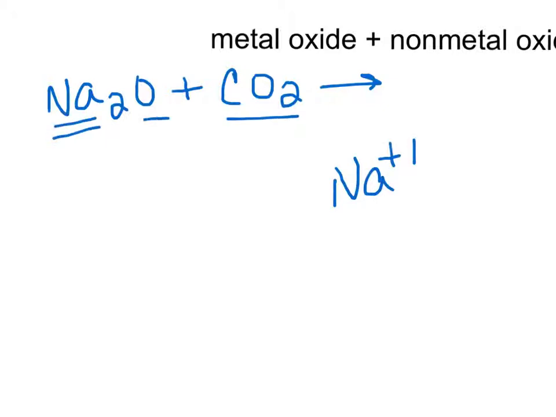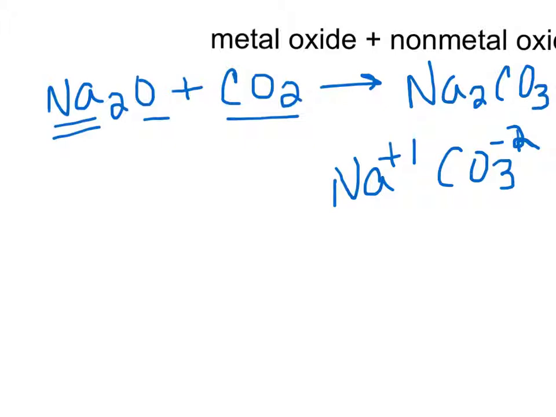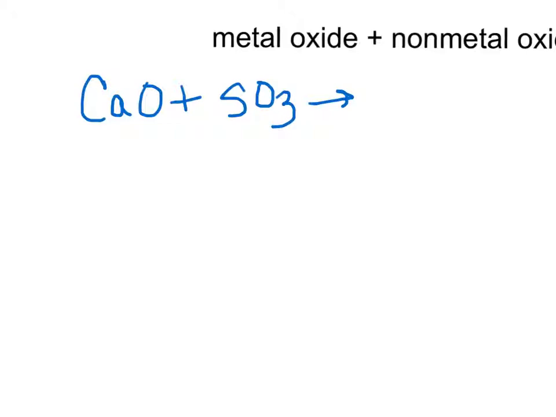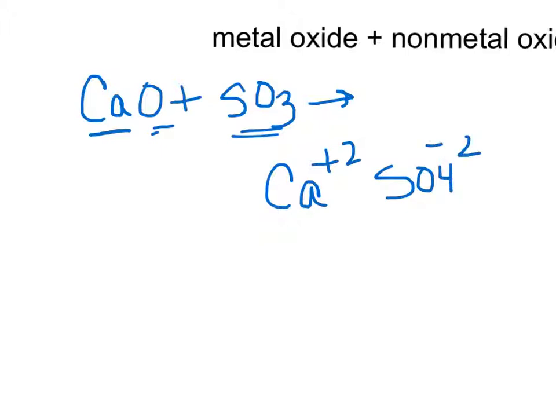And if you look at everything else that's left, you have CO2 and another O, so that gives you carbonate. And so your formula would be Na2CO3. So the salt that forms is sodium carbonate. Calcium oxide plus sulfur trioxide. Again, the only positive ion is calcium +2. And if you look at the rest of what you have in the equation, you have one S and four O's, so that's sulfate. And so your compound will be calcium sulfate.